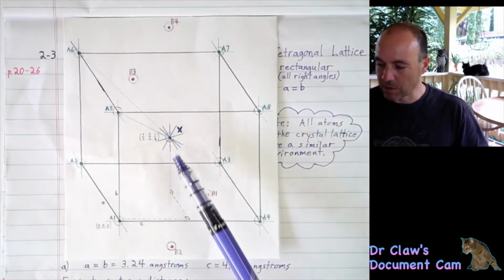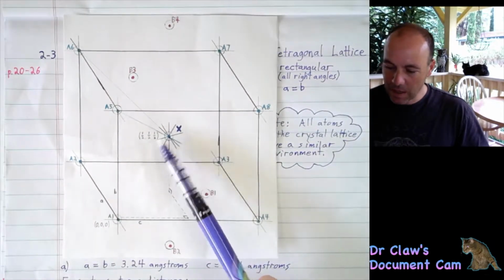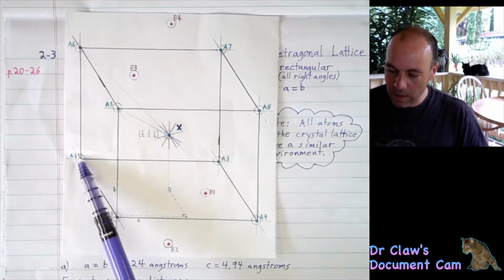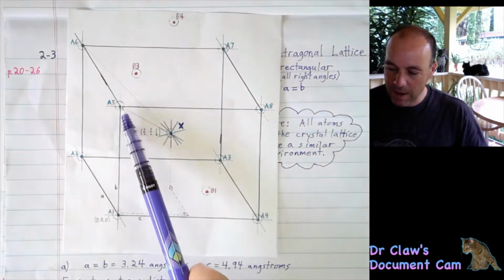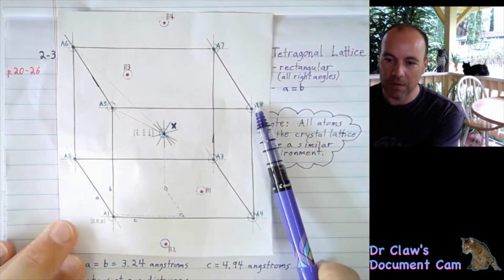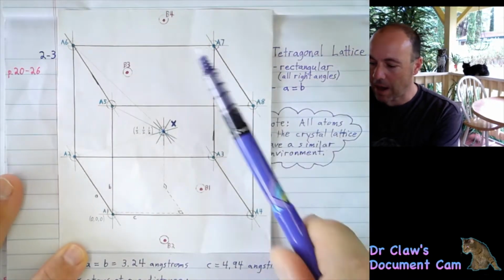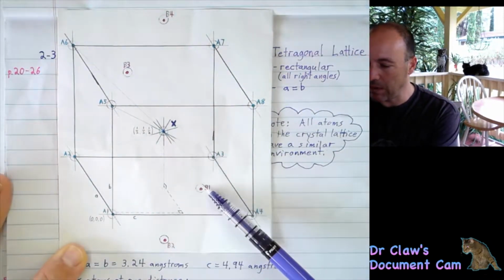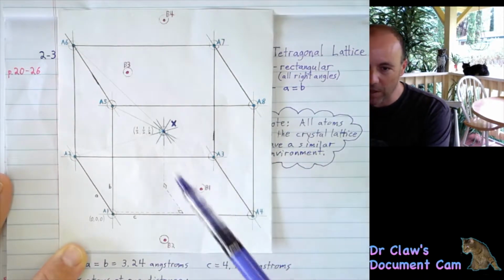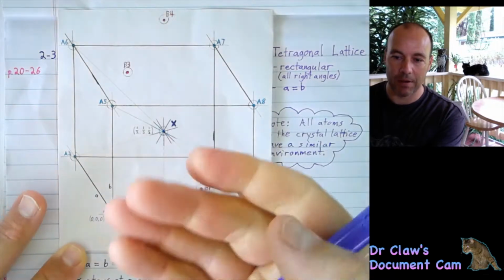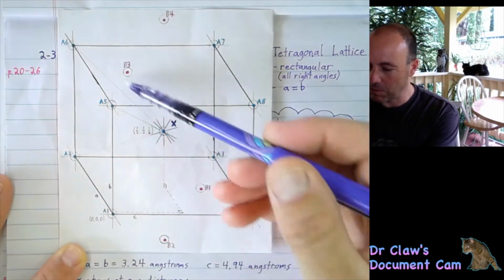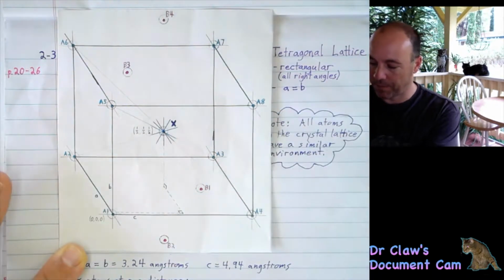So here's the central atom. We're going to label that X, and you have the 8 atoms at the corners. These are A1, A2, A3, A4, A5, A6, A7, A8. Okay, and then you have these 4 other atoms, B1, which is out here, like out of the paper in this direction, B2, B3, and B4.